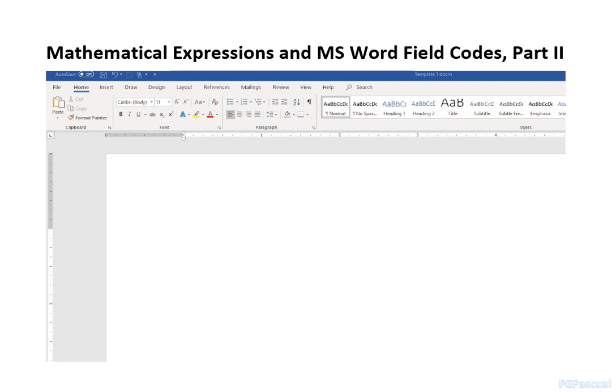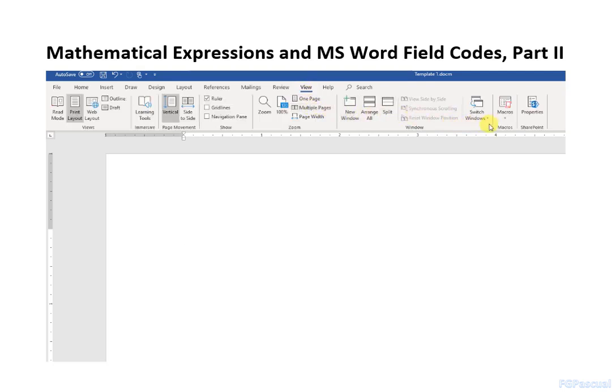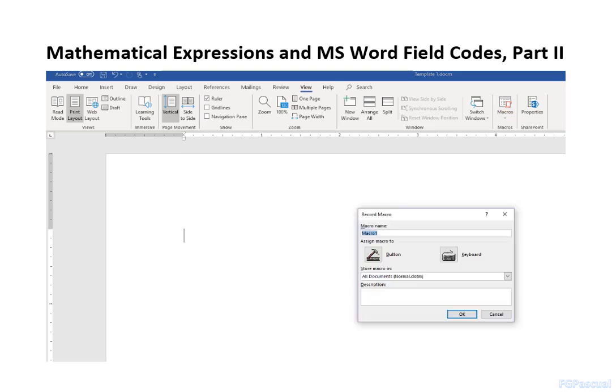The next macro that we will create is the macro for exponentiation. Click on View, click on Macros, and click on Record Macro. In this dialog box, we enter the name of the macro. We call it Exponent.